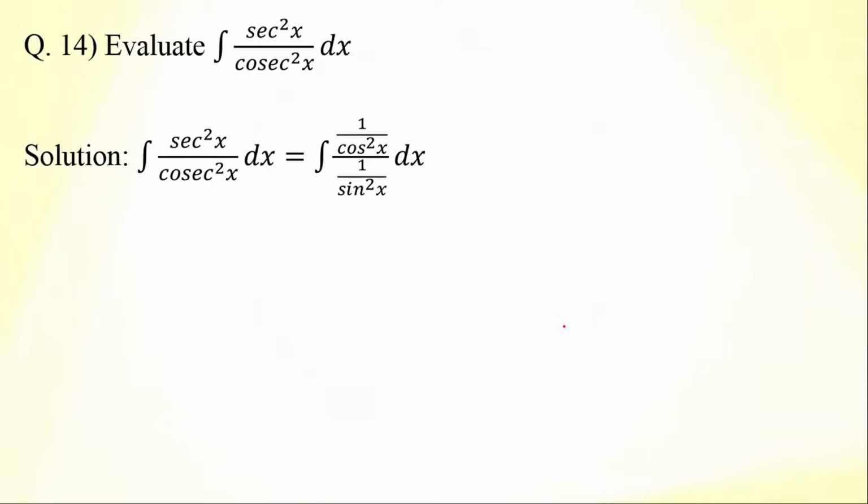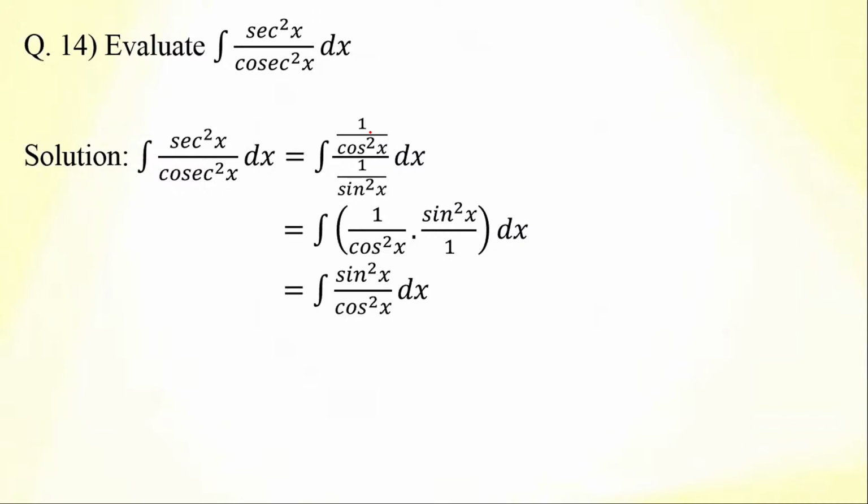Moving further to the next question, integral of sec square x divided by cosec square x. So reduce them to a very simple version. Sec square x can be rewritten as 1 by cos square x. Cosec square x can be rewritten as 1 upon sin square x. So arrange them like this. Take the reciprocal of the denominator. Actually, you are getting tan square x.